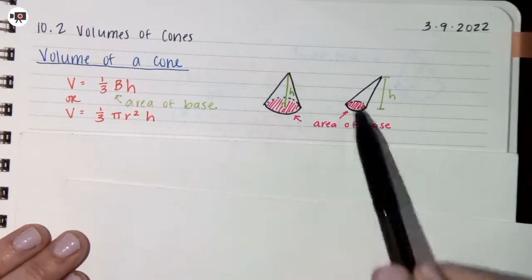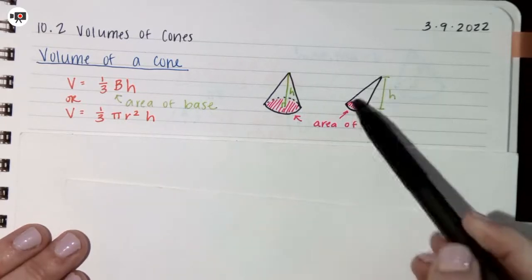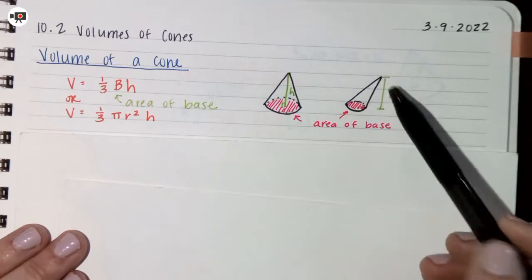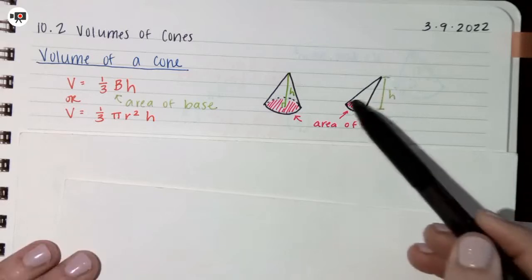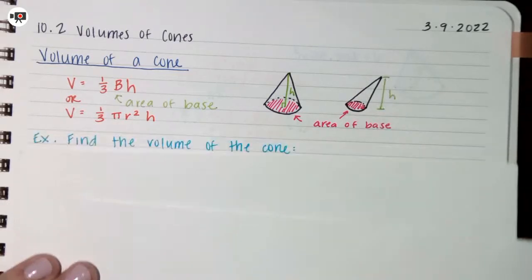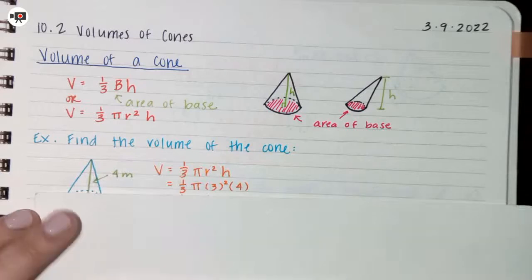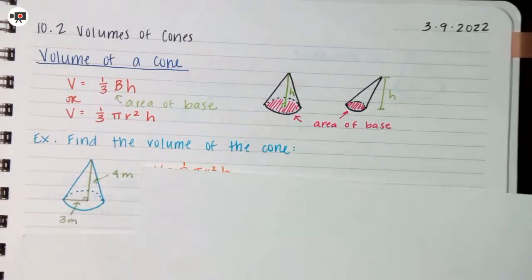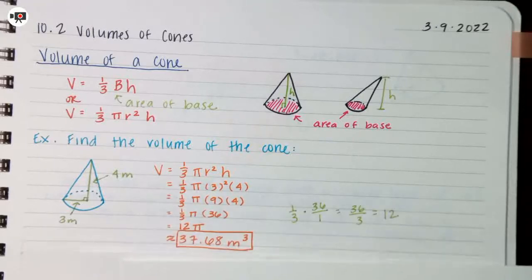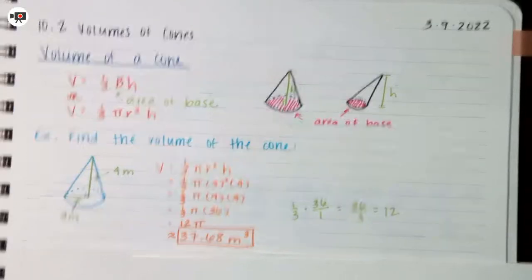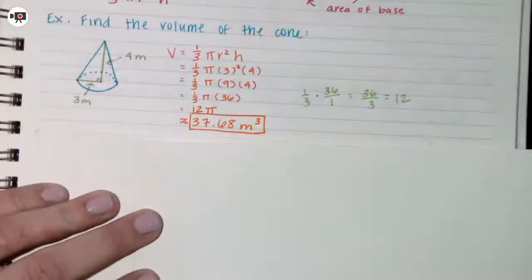The height needs to be perpendicular to the base. So if you have a slanted cone or an oblique cone, you use the height that is perpendicular, not the slanted side. So let's find the volume of the cone. Here we have this. I'm going to use the formula, plug in what I know, and simplify to get about 37.68 meters cubed. Remember, volume is in cubic units.